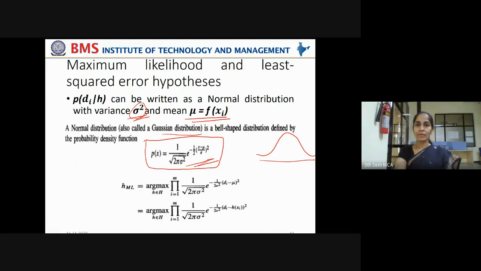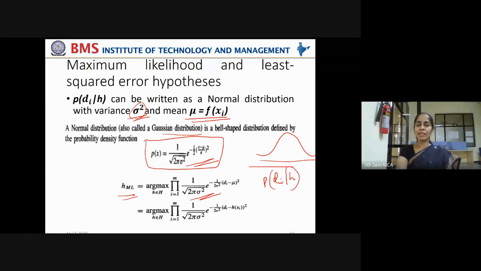Now I will explain how the maximum likelihood hypothesis is derived. HML, how do you derive it? Argmax of the product of all the probabilities, but instead of this probability di given h, you substitute this Gaussian distribution formula.